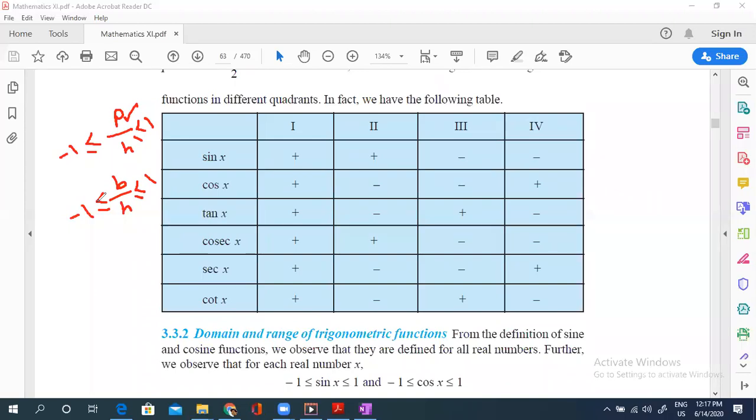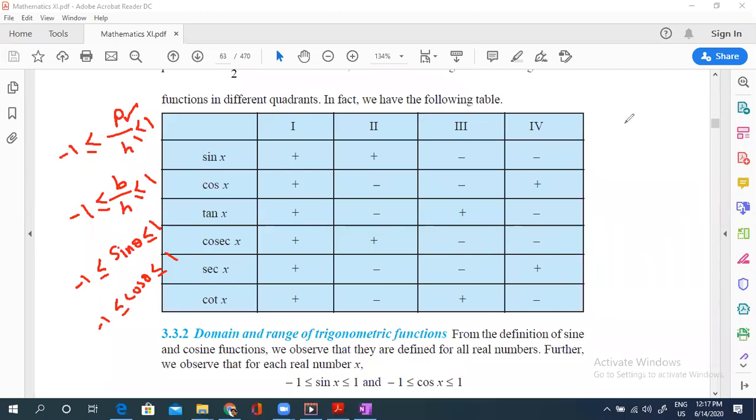Okay, so I can say that the value of sine theta will always lie between -1 to 1, and the value of cos theta will also lie between -1 to 1. Got it? Right? Okay, you should remember this. Now this is called the range. Now I'll give you... yes, it is the table of sine only.